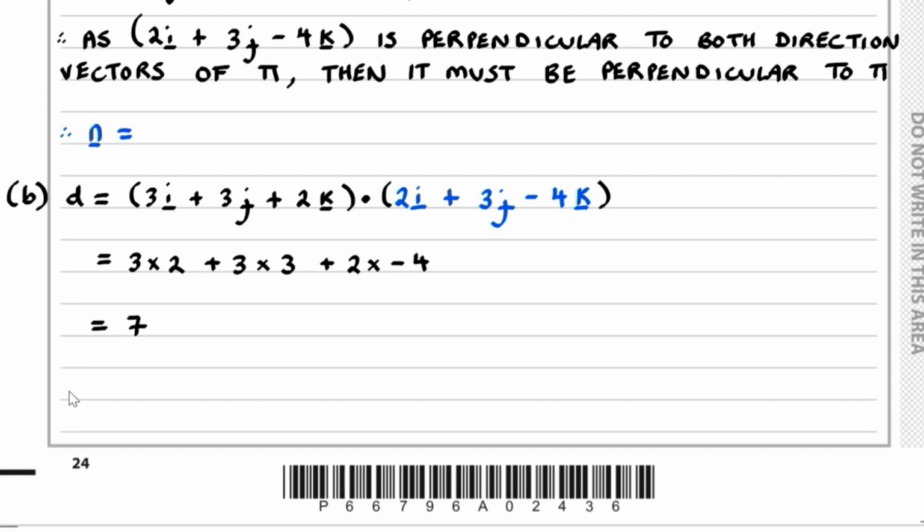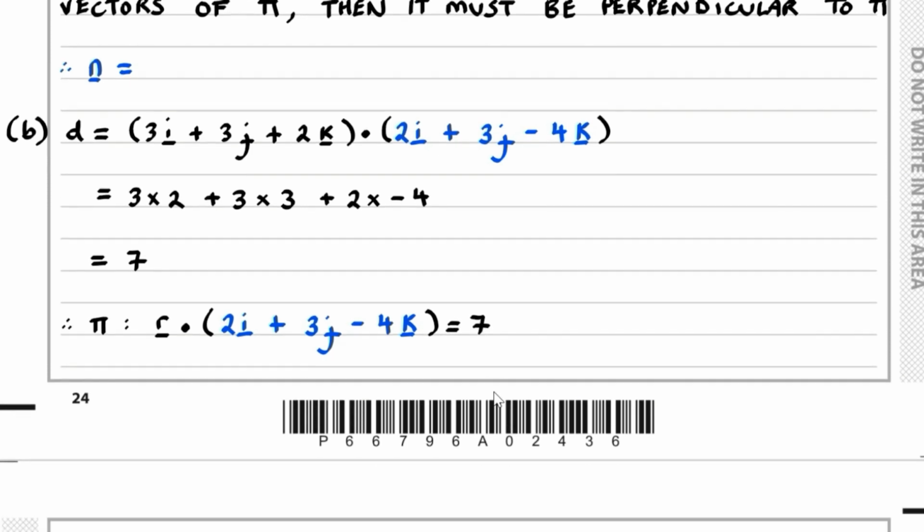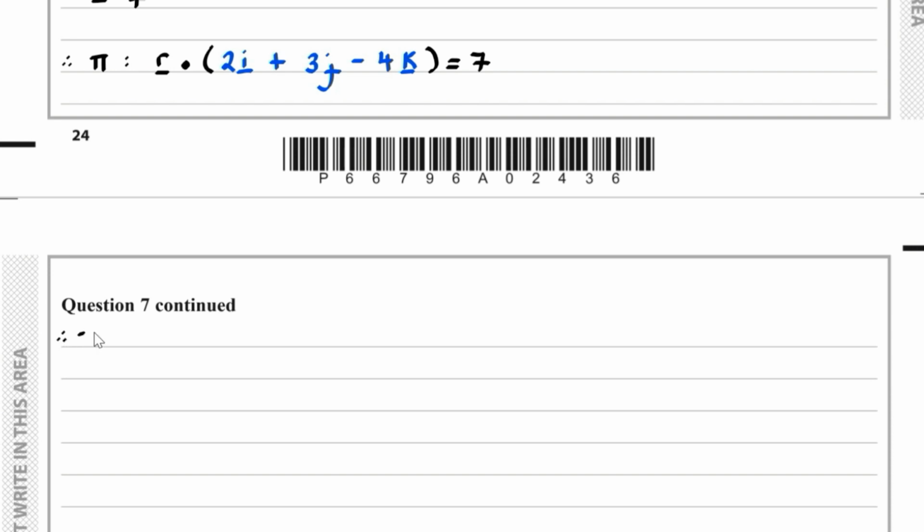And so what we can conclude then is the equation of the plane. We have r dot with this vector here equal to 7. So in other words, for the equation of pi, we have 2x plus 3y minus 4z equals 7 in Cartesian form.